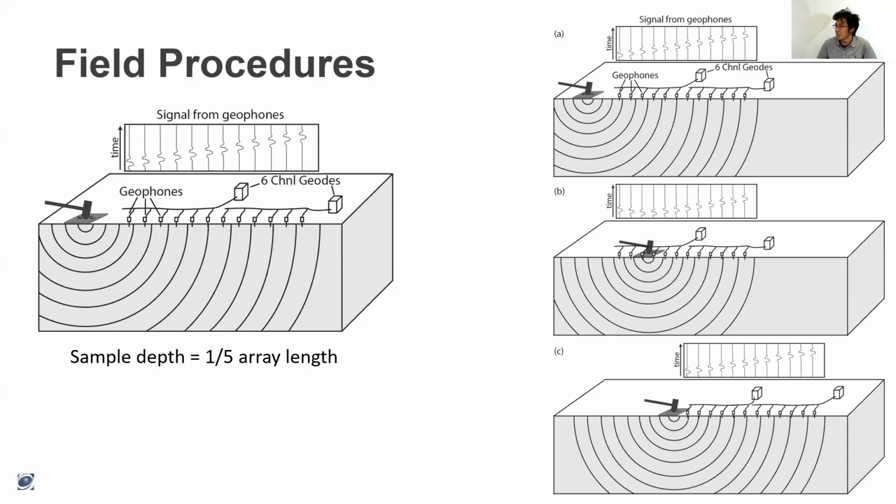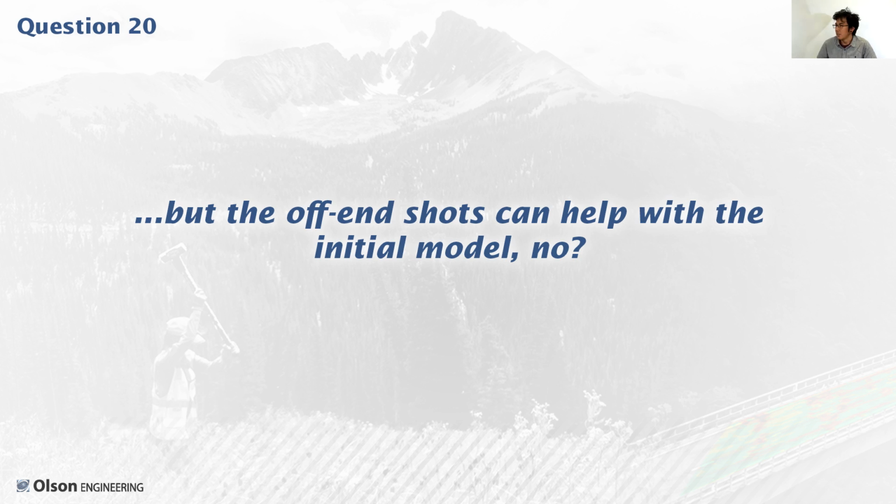We just had a question related to what you were saying. It says, but the off-end shots can help with the initial model, no? Again, if you don't have geophones in that area, you can get into trouble because you can't properly model the first half of your ray path. So I would still hesitate to do too many off-end shots.